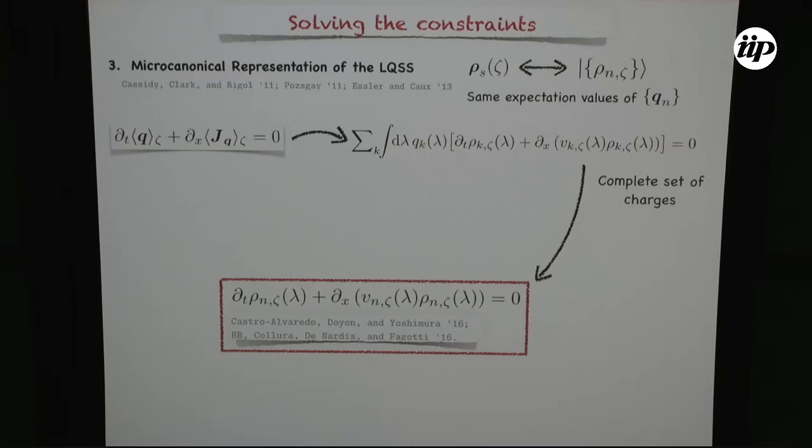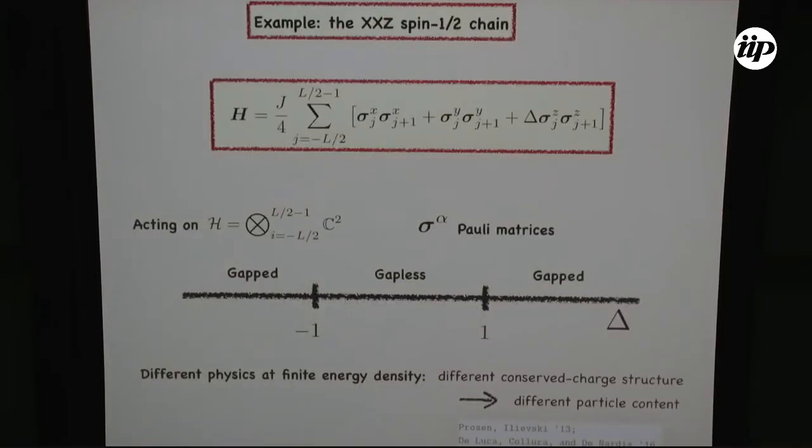So we now have a way to check our conjecture before, because this gives us a concrete way of computing the root densities. So I will do it in the concrete example of the XXZ spin chain. That's the Hamiltonian, of course, all of you know it very well. And this is the phase diagram at zero temperature. There is a gapless phase when this parameter here, delta, is of absolute value smaller than one, and otherwise it's gapped. Interestingly, there is different physics in these two regimes. Physics is different also at finite energy density, not only in the ground state, because there is a different structure of charges.